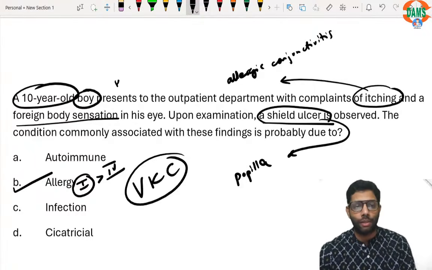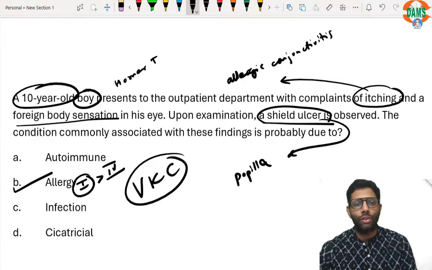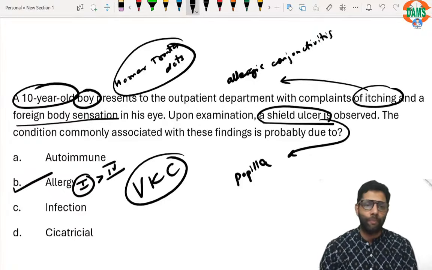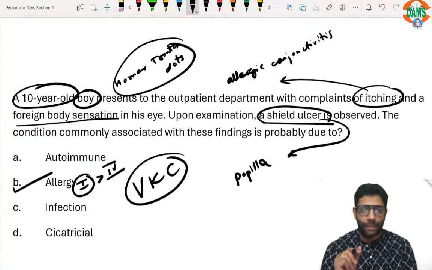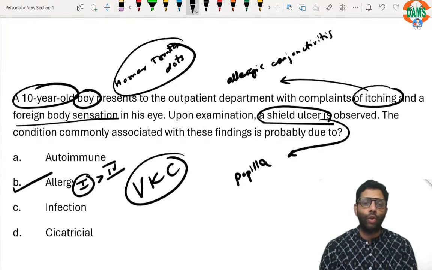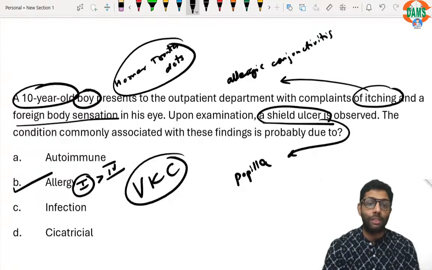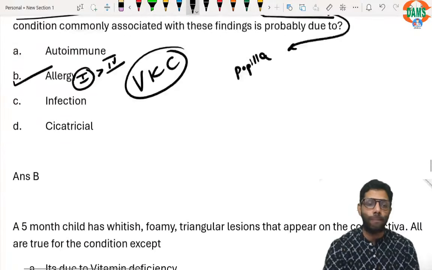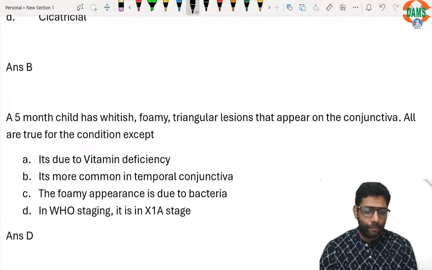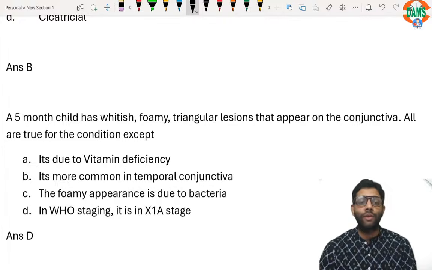Horner-Trantas dots can be there. Horner-Trantas dots are eosinophils and mast cells over the superior limbus, white dots in the superior limbus. In comparison, Herbert pits are depressions; follicles heal in trachoma leaving Herbert pits, brown-black depressions in the upper limbus. Yes, someone is asking a very good question. Maxwell Lyon sign, ropey discharge, thick discharge can be there.